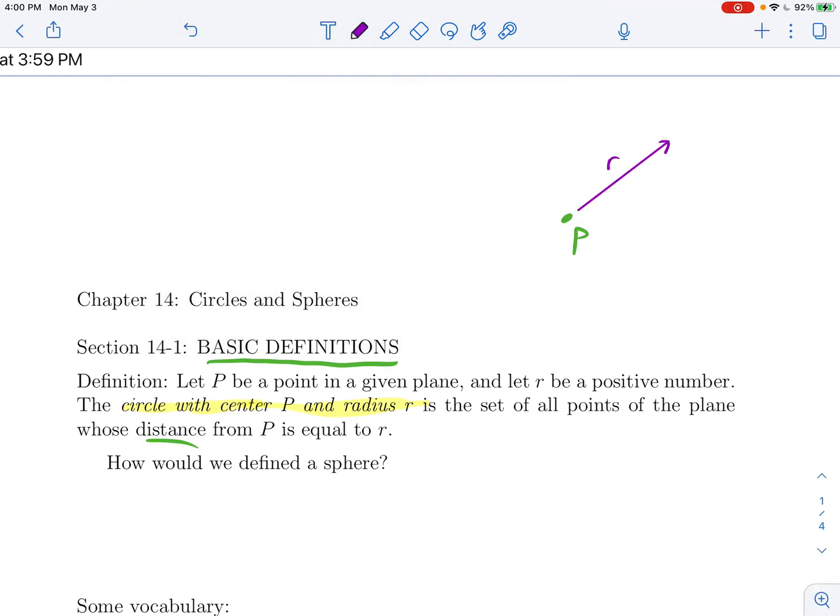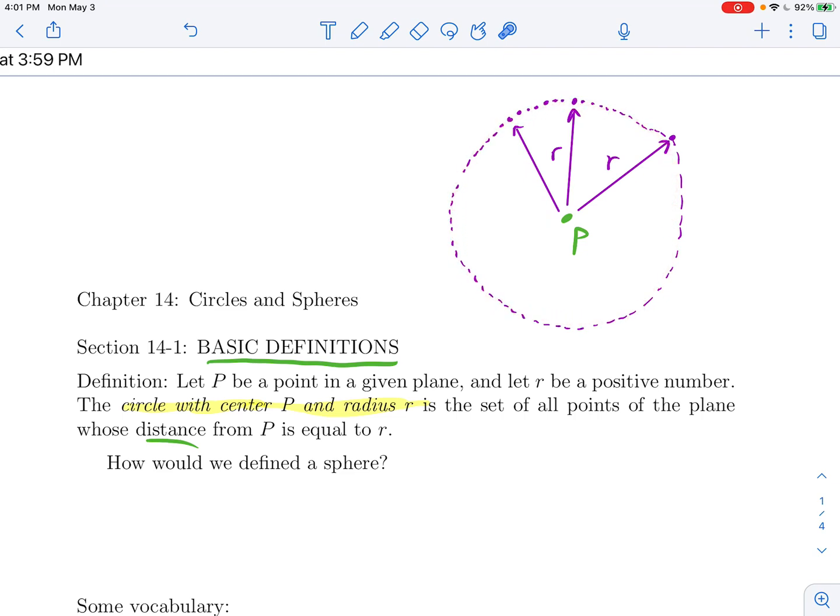Maybe I go r units away in that direction and I get a point. Or maybe I go r units away in this direction and I get this point. Or in this direction and I get this point. I can go in all these different directions and I get all these different points. There are actually infinitely many of them. I'm drawing them spaced out just so you can get a sense that these are individual points. I'm drawing this a little bit imperfectly, but that's the circle. It's all of these points that are exactly the same distance away from P.